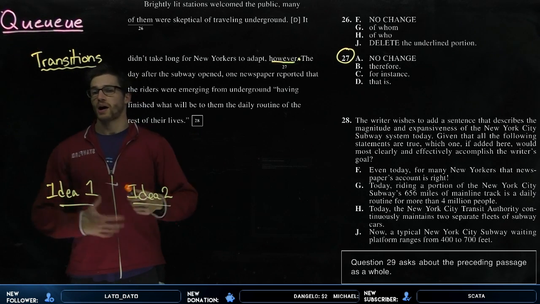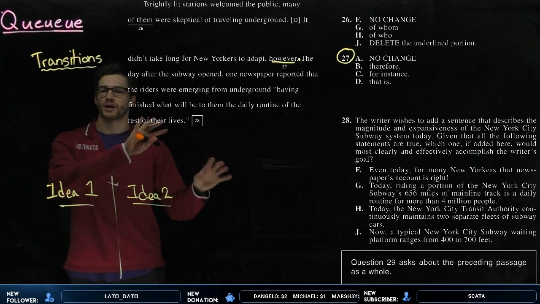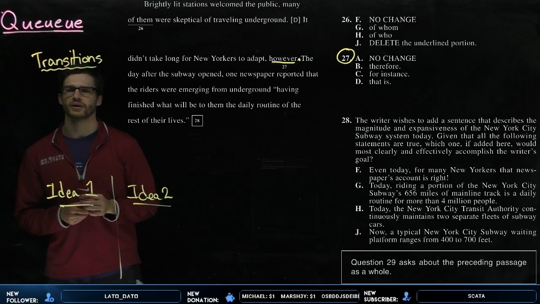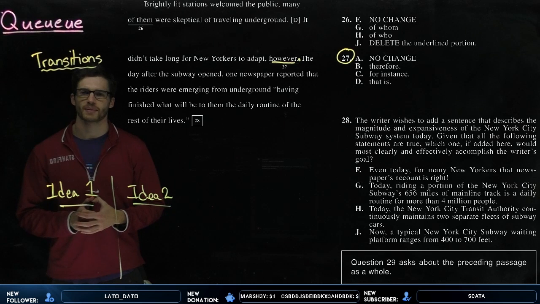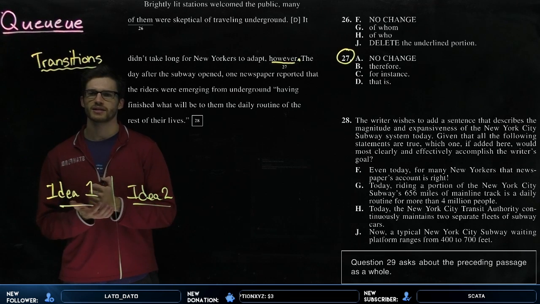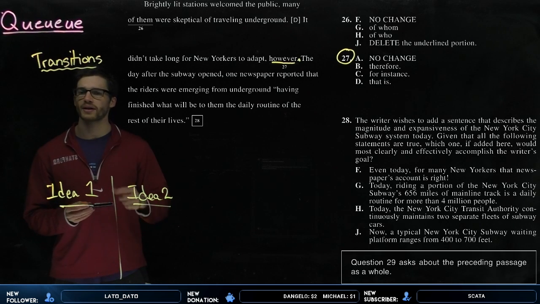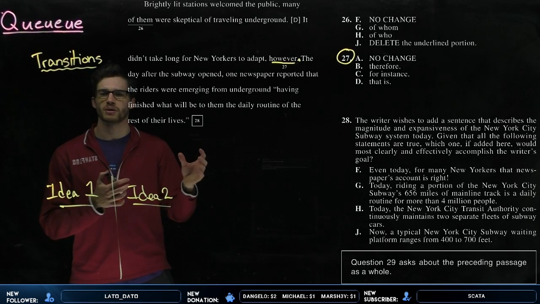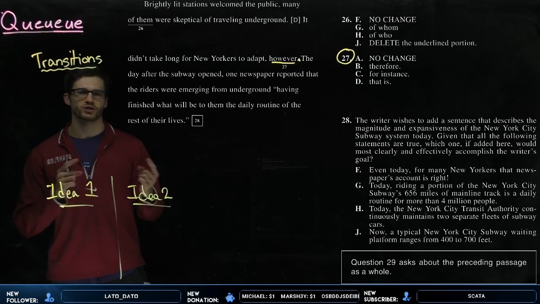So idea one is probably before this. It's not always going to be where they're on either side of the word, but that's how it often is. So let's start at the beginning of this paragraph. Brightly lit stations welcomed the public, many of whom were skeptical of traveling underground. It didn't take long for New Yorkers to adapt, however. Actually, the two ideas are before the however, because however or any of these words can be put at the end of a sentence, at the beginning, and you have to figure out contextually what two ideas it's connecting.